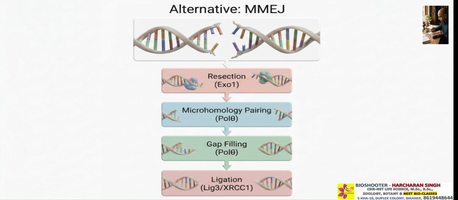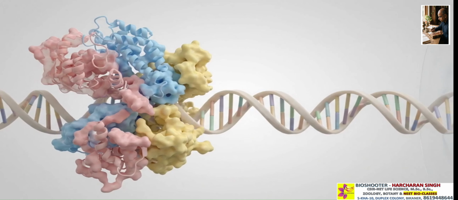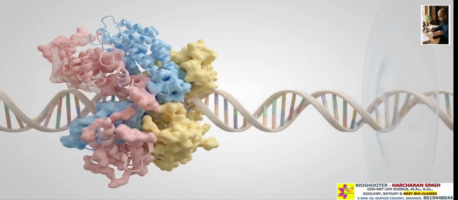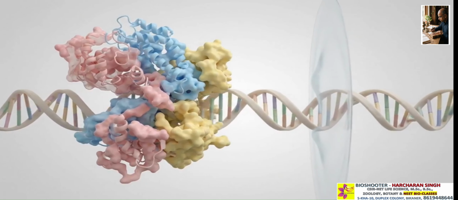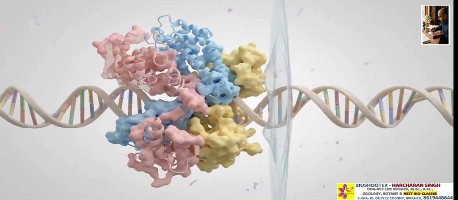During other phases, cells normally rely on non-homologous end joining, but if that pathway is compromised, this flow diagram shows the alternative, microhomology-mediated end joining. PARP1 recognizes the break, initiating a limited resection to expose short microhomologies, which are hastily fused by polymerase theta and ligase 3. When lesions completely stall the replication fork, the structural integrity of the entire chromosome is at risk.